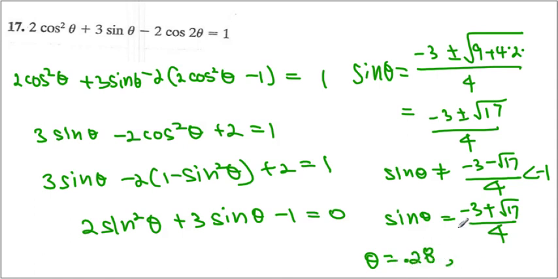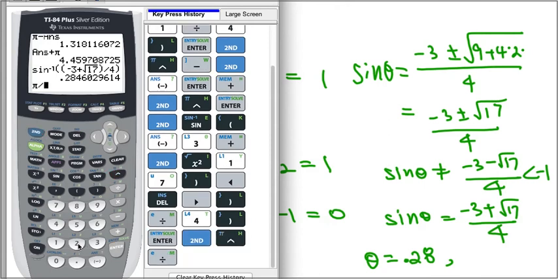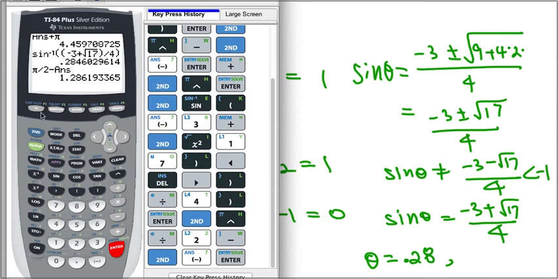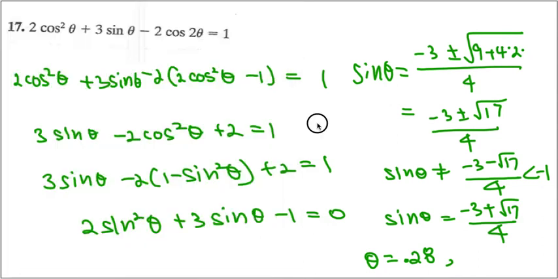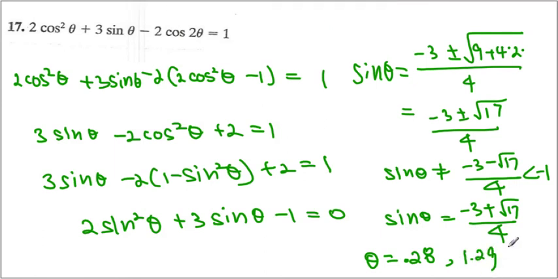Now another angle would be in the second quadrant. That's pi minus that, so pi minus the previous answer. That's 1.28 or 29, I guess. So we can write 1.29 as our answer. Alright, that's it. I'll see you later. Bye-bye.